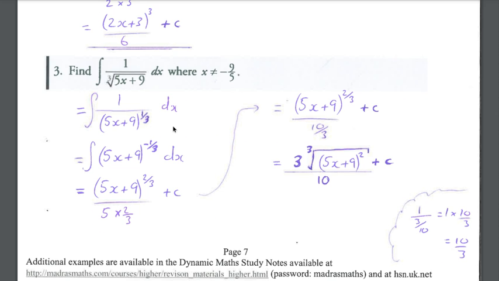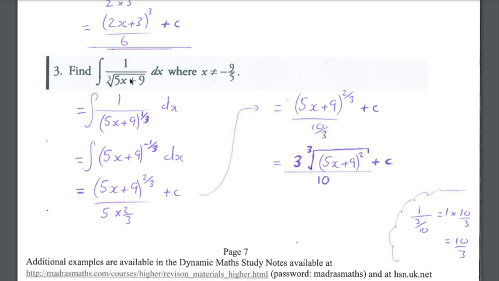Question number 3. Exactly the same idea. What is this bit about? This is because we cannot divide by 0, so we need this in here for the question to be mathematically correct. So if we substituted negative 9/5 in here, we would get 0. We can't divide by 0. Okay, so we just need this statement in the question. Essentially, you can just ignore it.